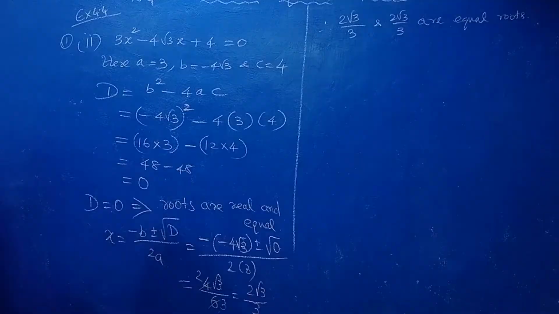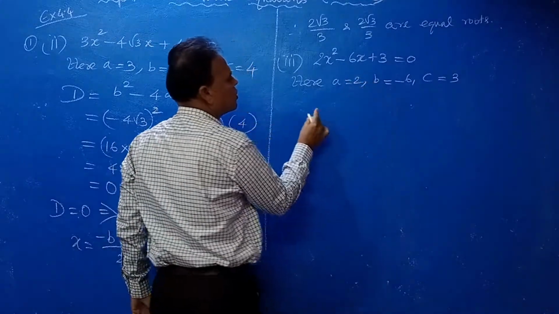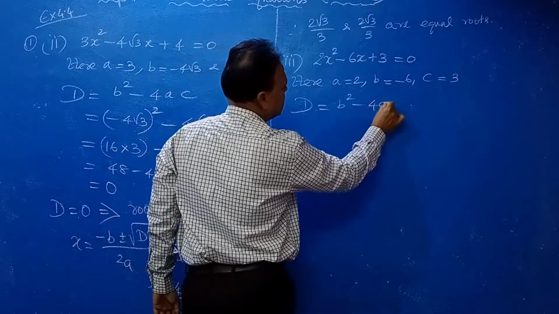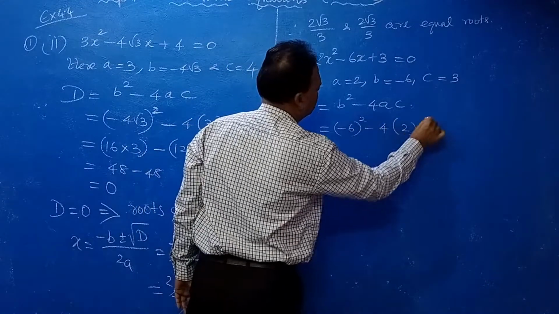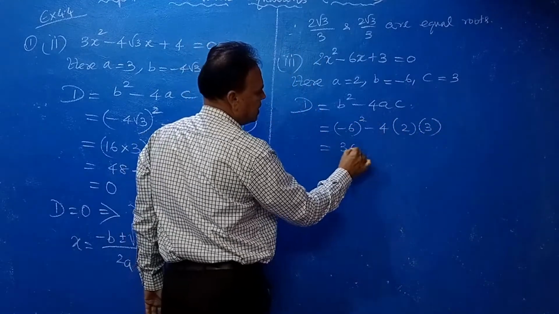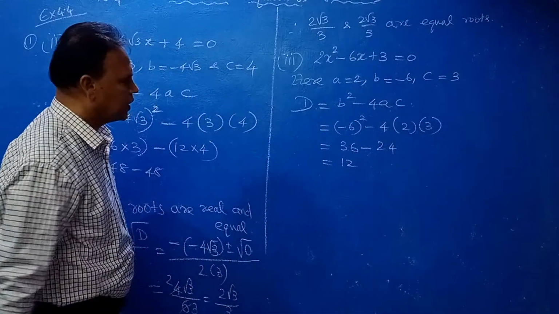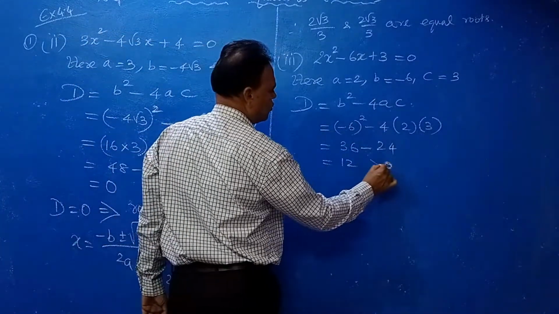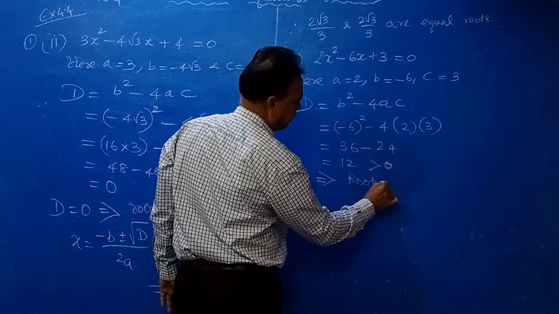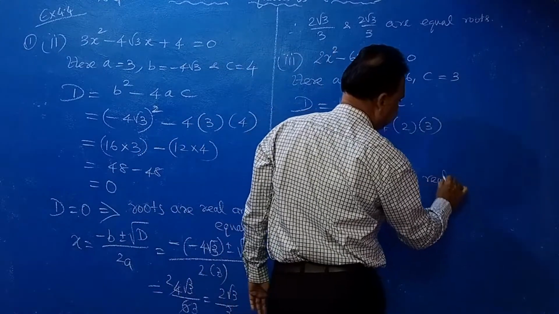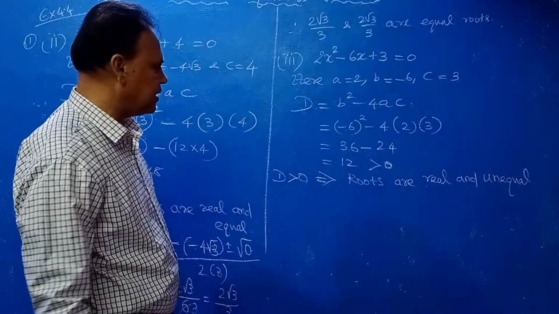Say equal roots. Okay. You see here, a equals 2, b equals minus 6, c equals 3. So what is D? b squared minus 4ac. Here b is minus 6, the whole square, minus 4 into 2 into 3. So here 36 minus 8 into 3, which is 24. That is 12. So D is greater than 0. 12 is positive. So, when D is greater than 0, the roots are real and unequal or distinct. Real and distinct roots.